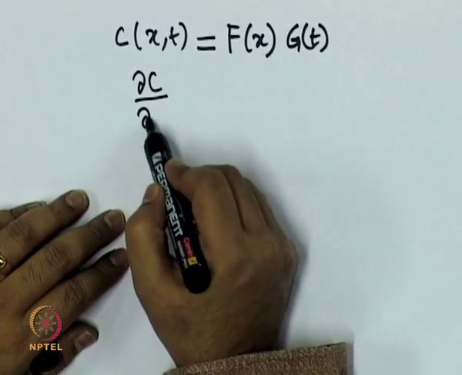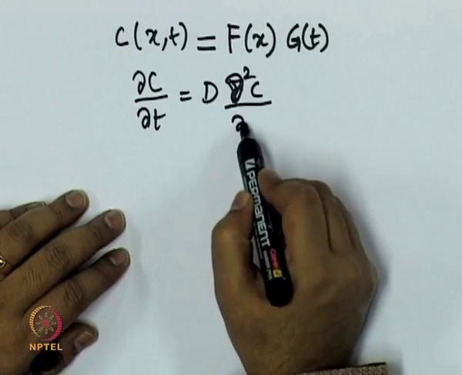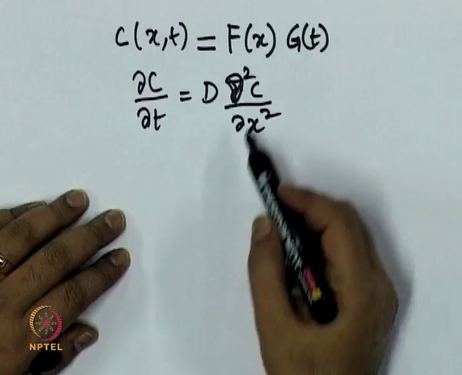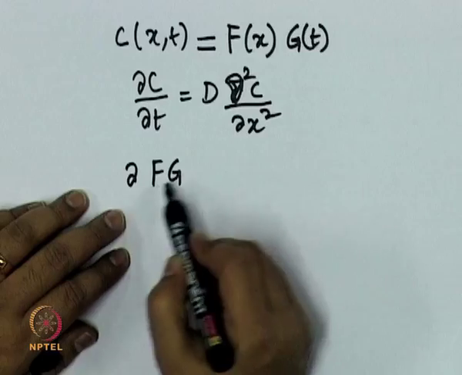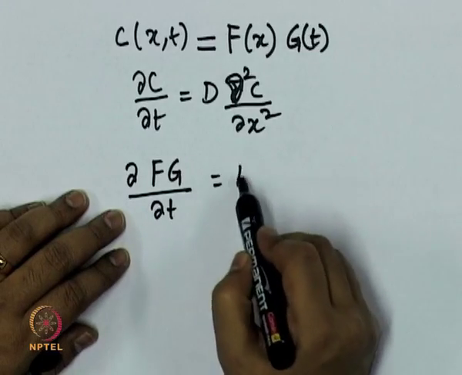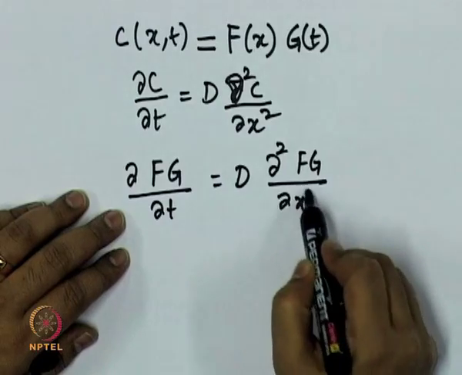Remember ∂c/∂t = D ∂²c/∂x², that is our equation. So, let us substitute. So, you have ∂(fg)/∂t = D ∂²(fg)/∂x².